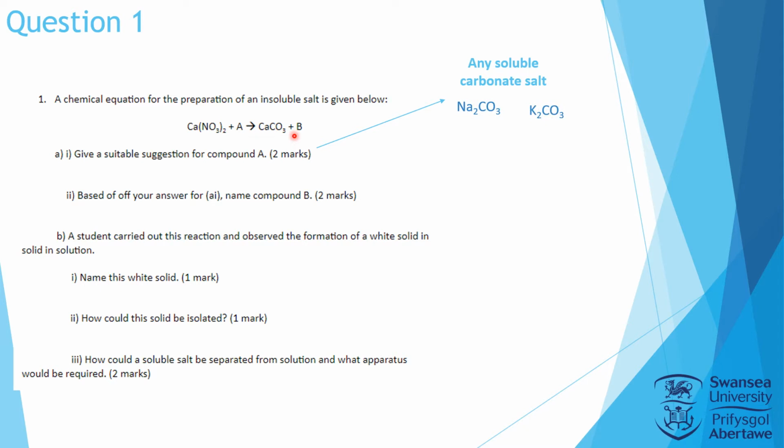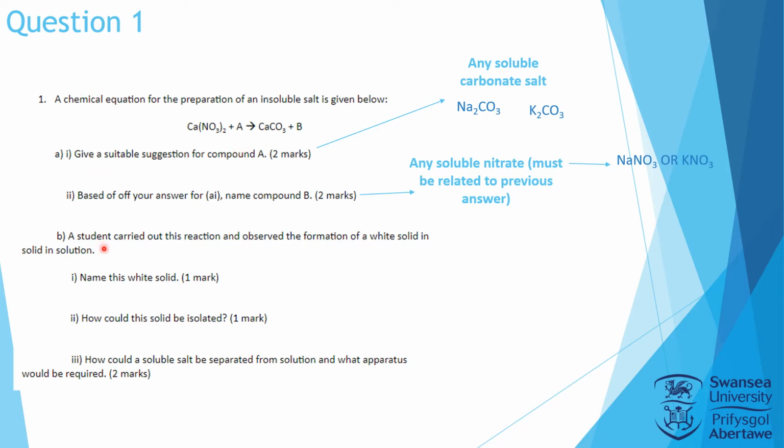So then we need to name compound B. As we said, we've got a carbonate, we've got a nitrate, we're going to have a carbonate here. We know that this is a carbonate now, so we're going to have another nitrate here. So any soluble nitrate, but to get the full marks for this question, you must relate it to the previous answer. So for example, if you've used sodium carbonate here, you're going to have sodium nitrate here, but if you use potassium carbonate, you're going to have potassium nitrate. So that's part one of the question.